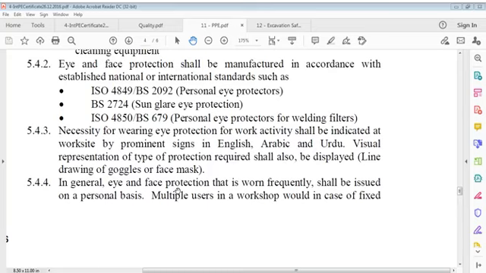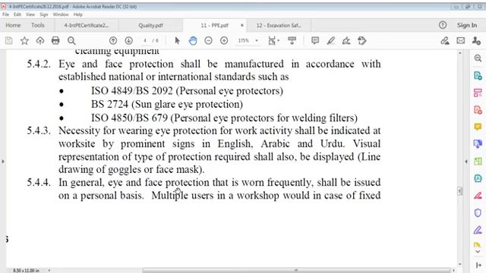Necessity for wearing eye protection for work activities shall be indicated at worksite by prominent signs in English or whatever else language is in use in that area. Visual representation of type of protection required shall also be displayed. Line drawing of goggles or face masks.